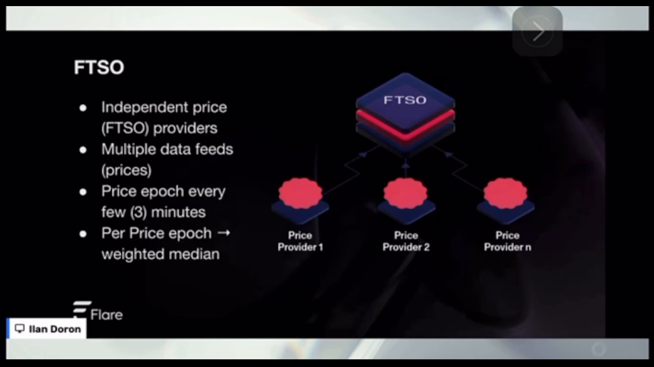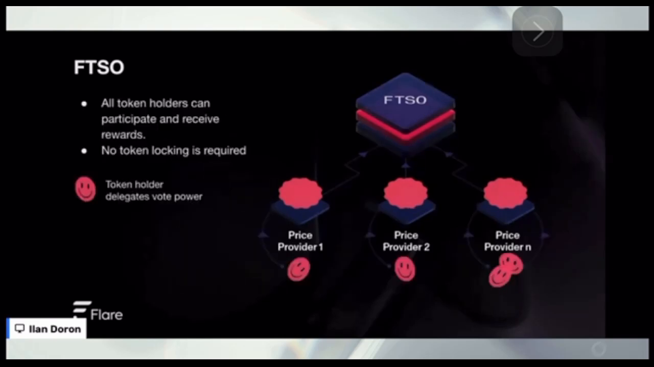Per price epoch, which is 3 minutes, all the prices are calculated and a weighted median is found, and this weighted median is actually the price. Now we truncate the upper and lower quartile, and then all the best prices in the middle get rewarded. With this system, any user can participate. So any Songbird holder can wrap his tokens and delegate his vote power, meaning balance, to any price provider.